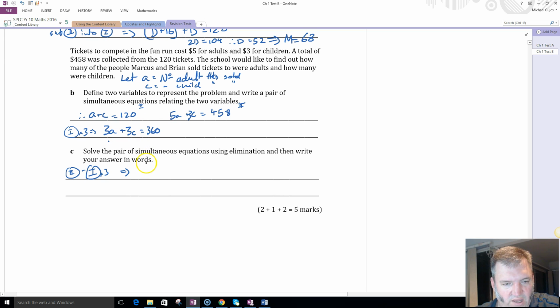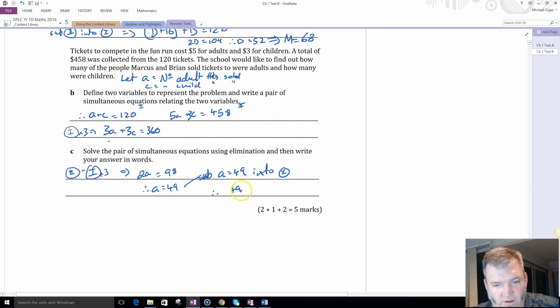5a minus 3a is 2a. 3c minus 3c disappear as expected. 458 minus 360 is going to be 98. Therefore, a is equal to 49. What does that mean? We sold 120 altogether, so I sub a equals 49 into one of the equations. I'm going to choose equation 1. Therefore, 49 plus c equals 120. Subtracting 49, c equals 71.